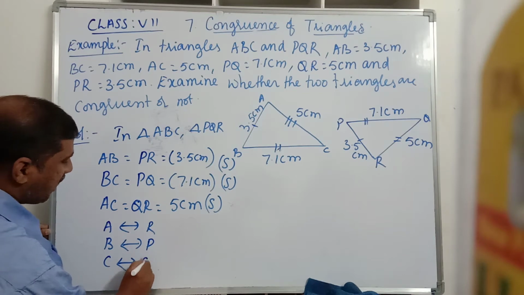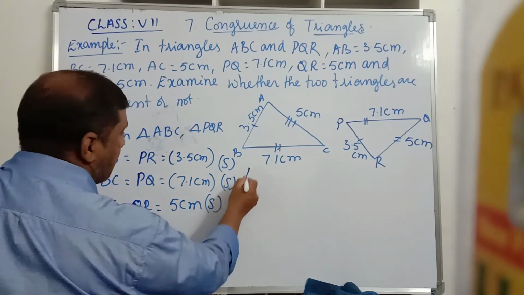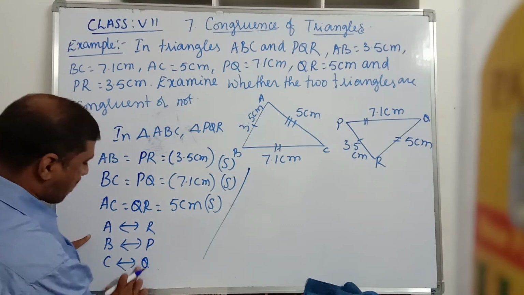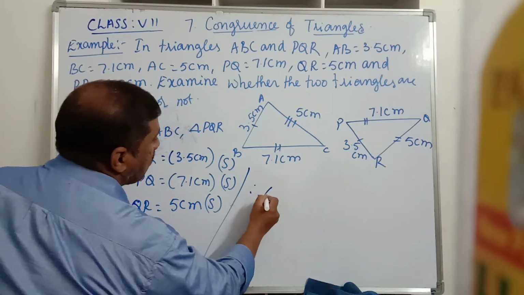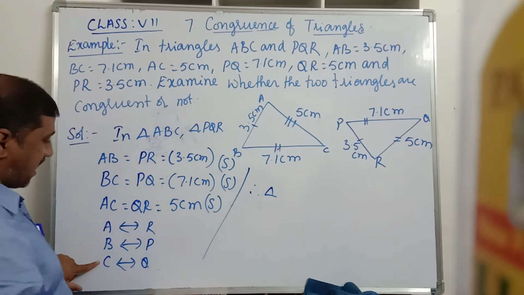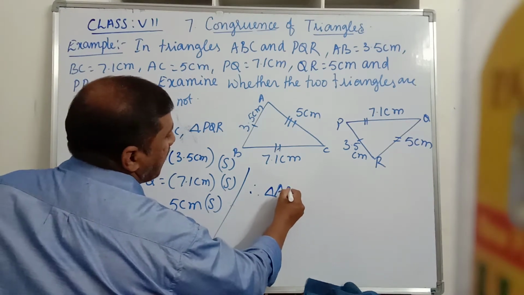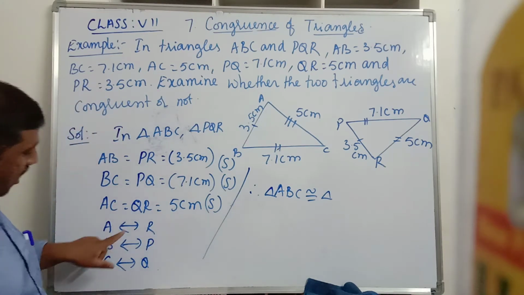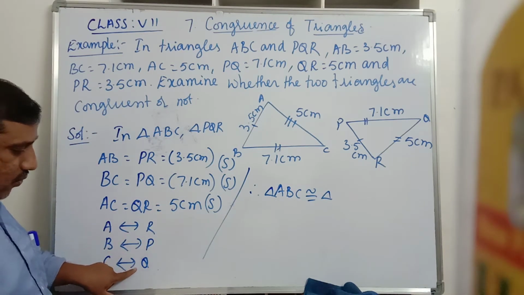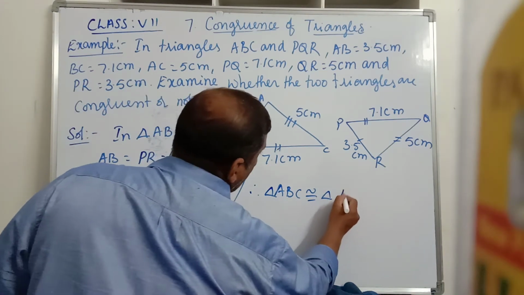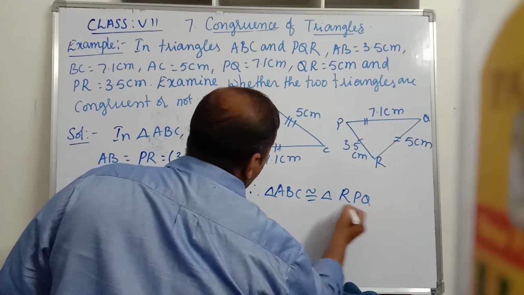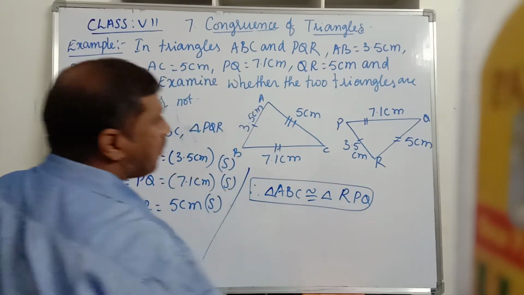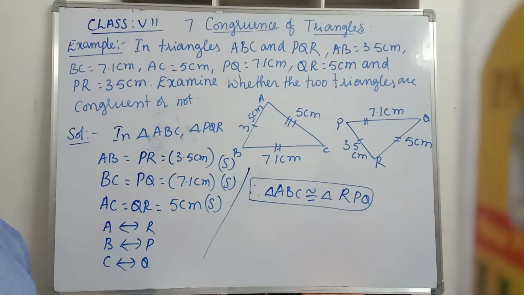So like this we need to identify the correspondence. Now from this correspondence we can write which triangles are congruent. Therefore triangle ABC is congruent to triangle RPQ. So like this we will identify which two triangles are congruent triangles.